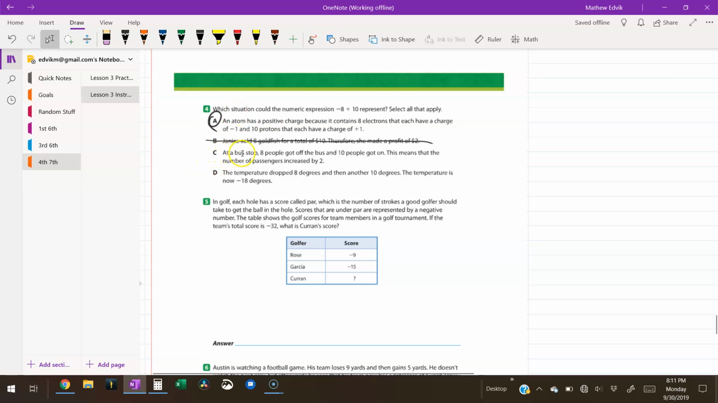At a bus stop, 8 people got off the bus and 10 people got on. This means that the number of passengers increased by 2. That works because you're working with people. 8 people getting off could be your -8, and 10 people getting on could be your +10. So that means the number of passengers increased by 2. That could work.